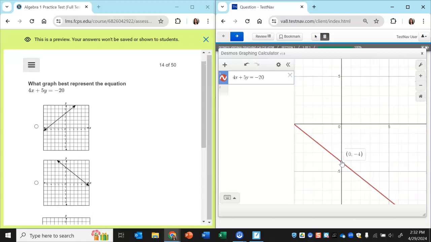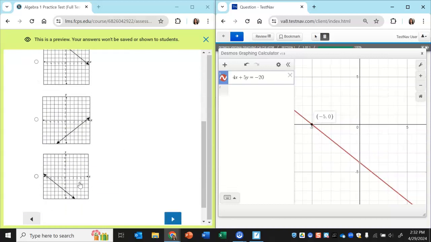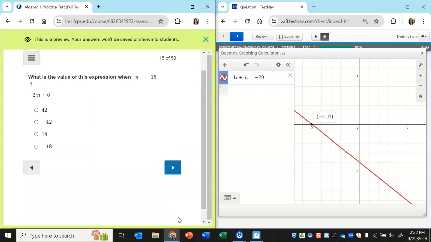So I would just kind of see it's going through -4 and then -5. There you go, -4 and -5. That looks about right. That looks exactly right. That's that. Okay, what is the value of this expression when n is equal to -15?